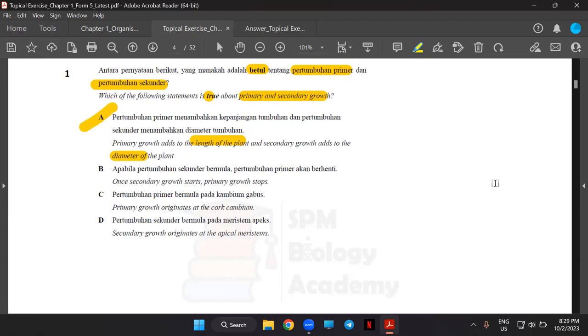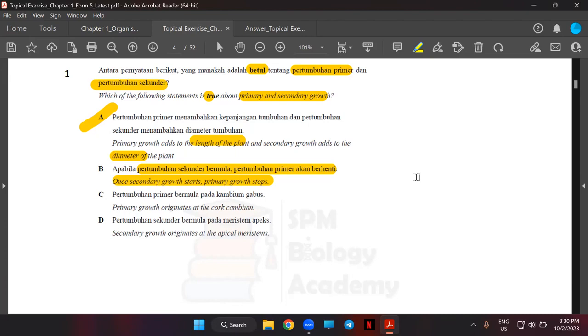Anyhow, saya baca jawapan B, C, D. Apabila pertumbuhan sekunder bermula, pertumbuhan primer akan berhenti. Once secondary growth starts, primary growth stops. This is not true. Ini tidak benar. Pertumbuhan sekunder pun berlaku, pertumbuhan primer also akan tetap berlaku.